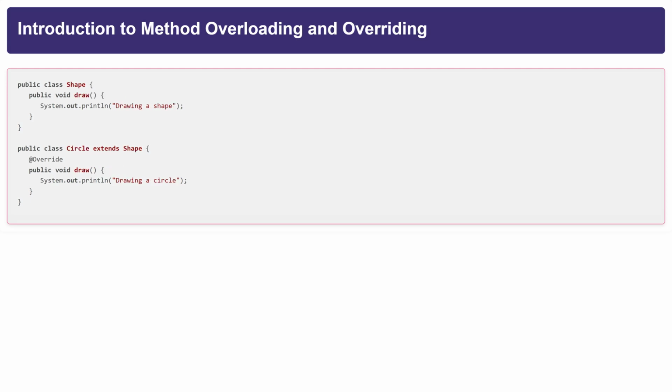In this example, the shape class has a draw method that prints a generic message about drawing a shape. The circle class extends the shape class and overrides the draw method to specify that a circle is being drawn. This demonstrates method overriding, where a subclass provides a specific implementation of a method defined in its parent class.